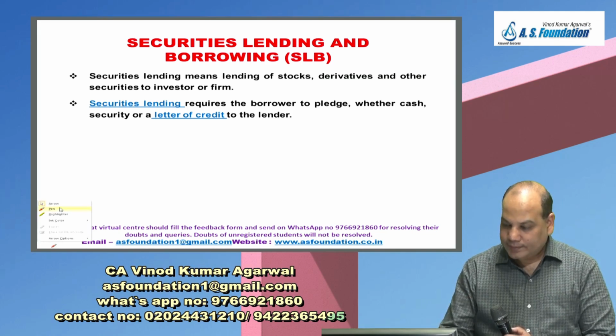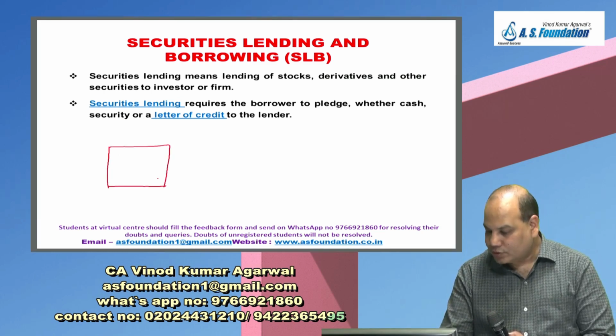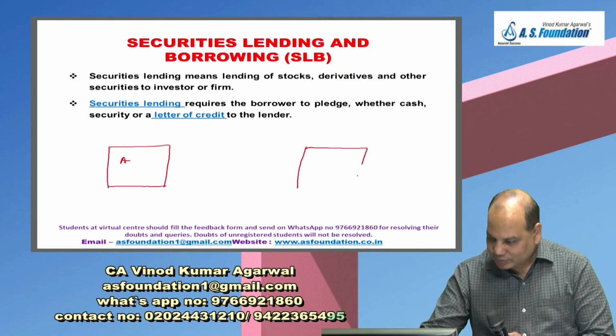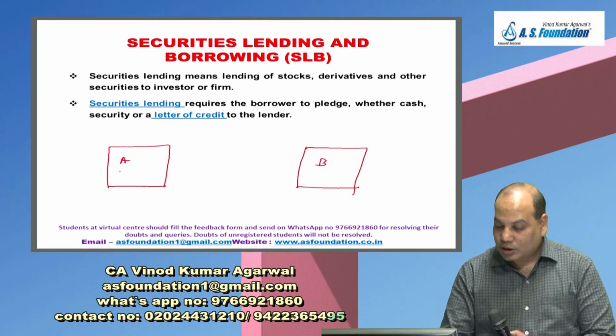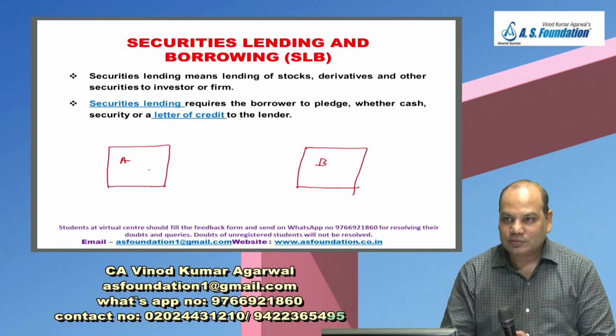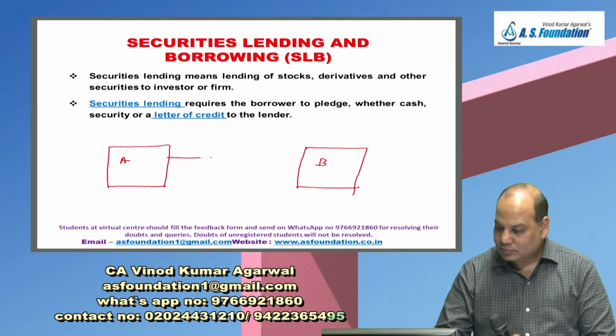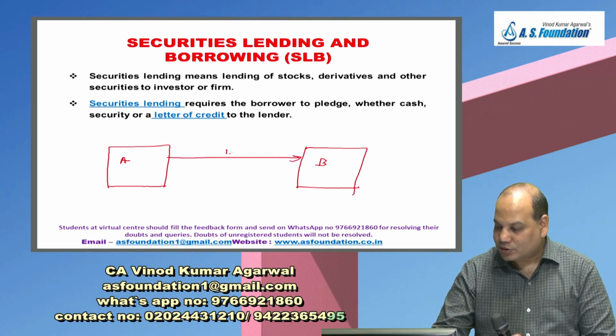Now see, suppose this is Mr. A, and this is B. A has a lot of shares with him, but he does not want to trade in those shares. He is a long-term investor. So instead of keeping the shares idle, he lends the shares to Mr. B.